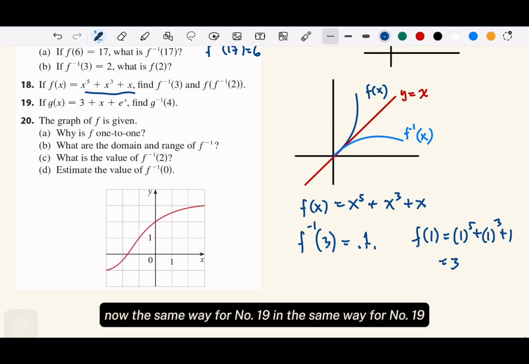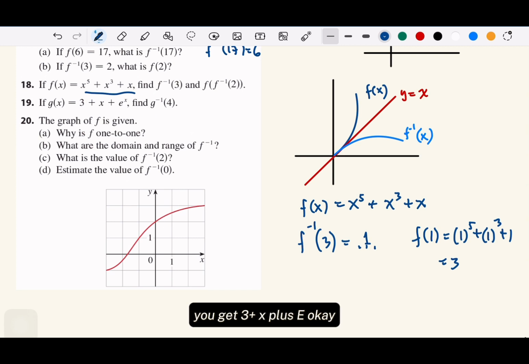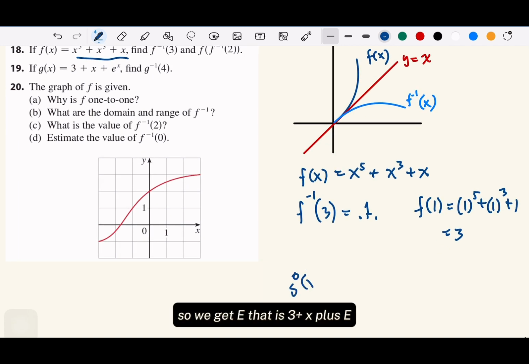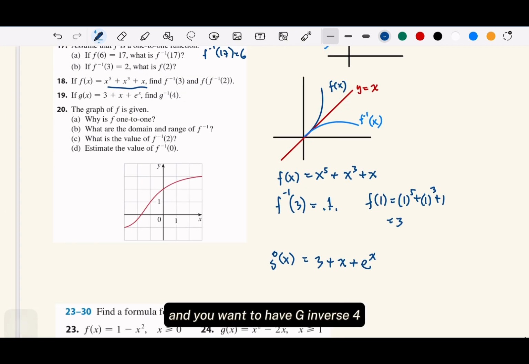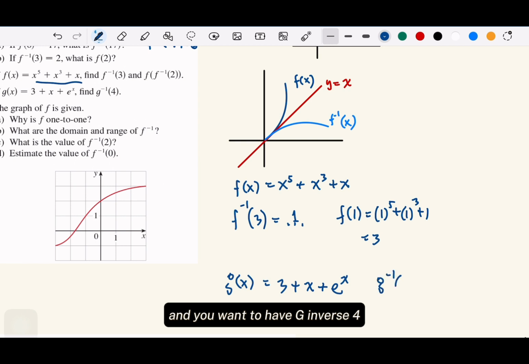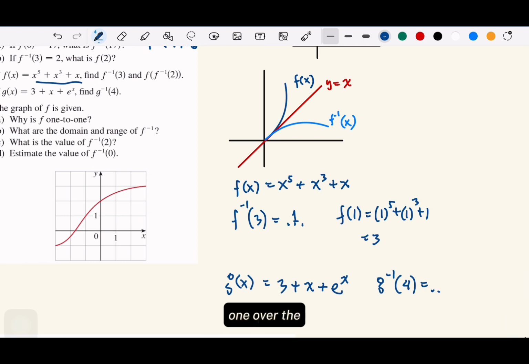Now the same way for number 19. You get g of x equals 3 plus x plus e to the power of x. And you want to have g inverse of 4. And remember, when we have this inverse symbol like this, it doesn't mean 1 over g. I think a few students write 1 over the function. That's not the question. This is the inverse.